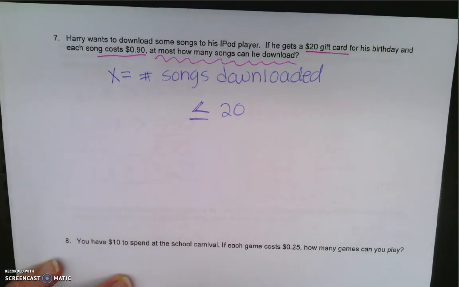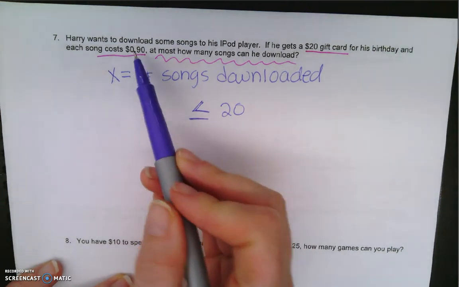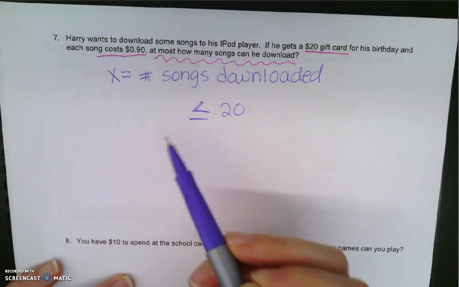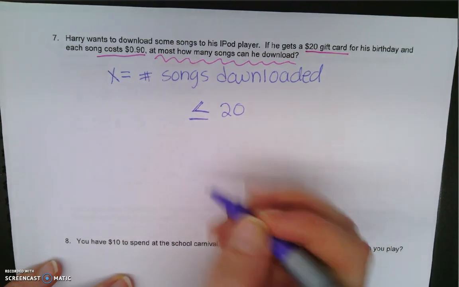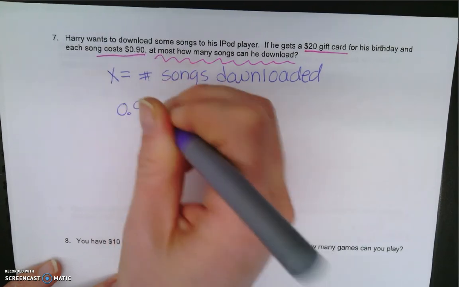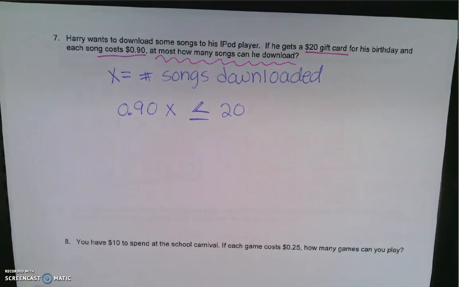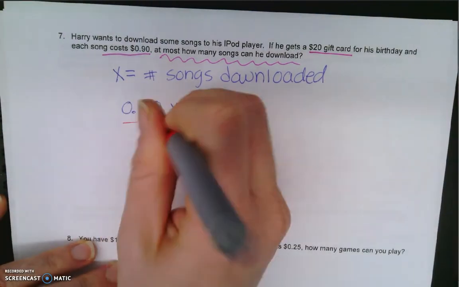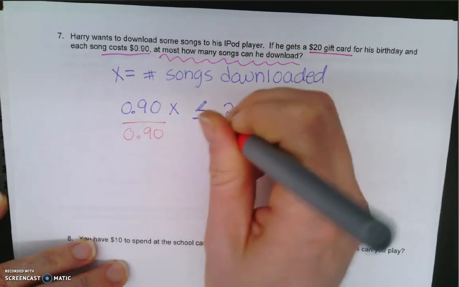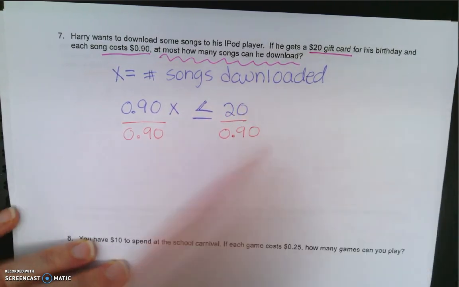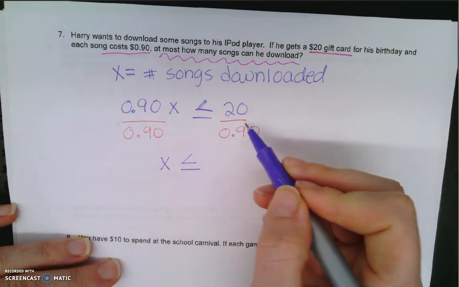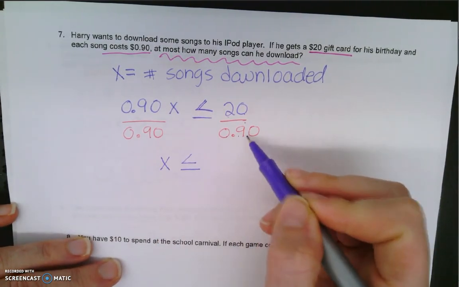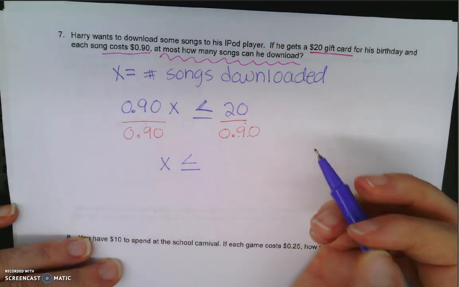So let's talk about how we're getting charged. We're getting charged 90 cents per song. And if we bought x songs, we spent how much money on songs? 90 cents per song, so 0.90 times x. Excellent. Let's keep solving. To isolate my variable, I'm going to divide both sides by 0.90. Go ahead and grab your calculator. 20 divided by 0.90, and what do you get?